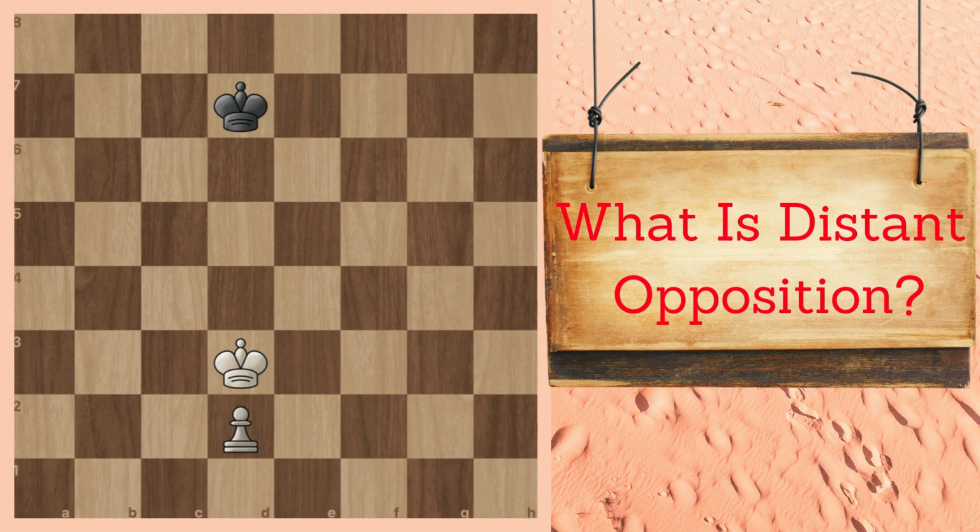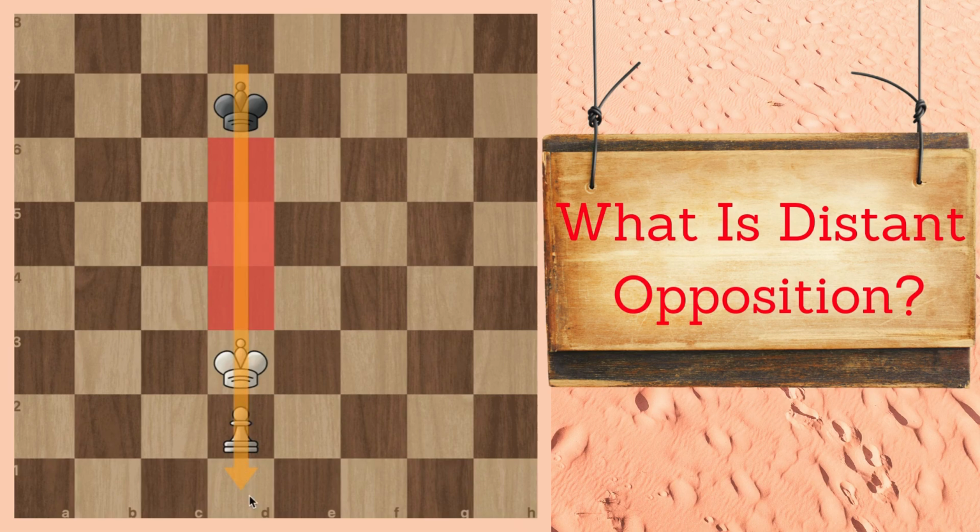So what is distant opposition? Distant opposition is the state of two kings standing on the same file with 3 or 5 squares separating them. In this example, we see two kings on the same D file and there are 3 squares in between them. So this is known as distant opposition.